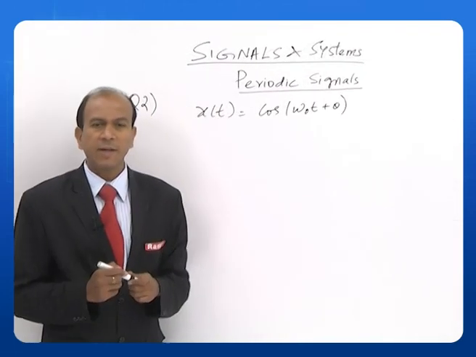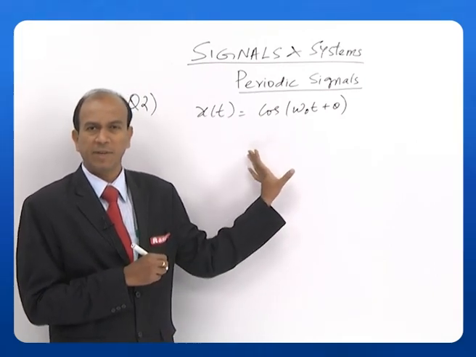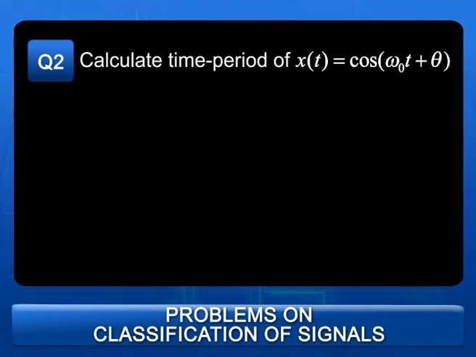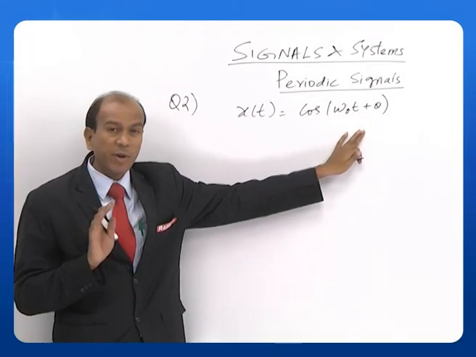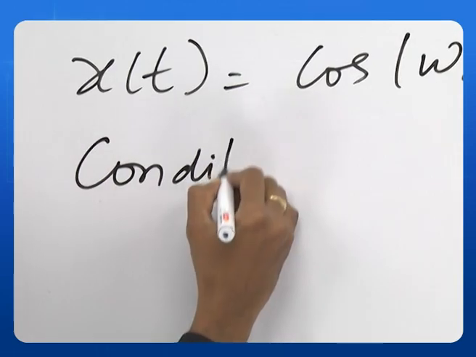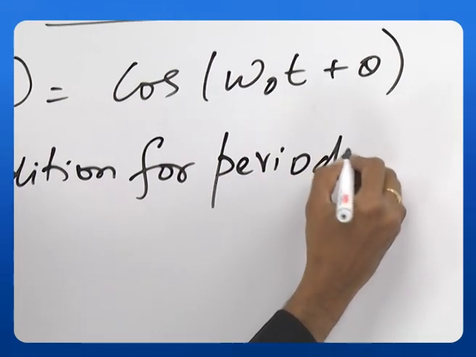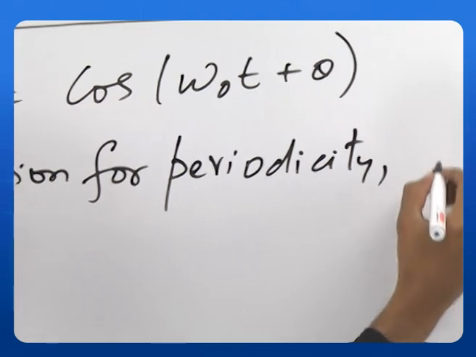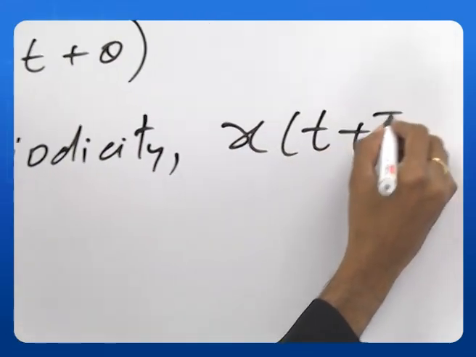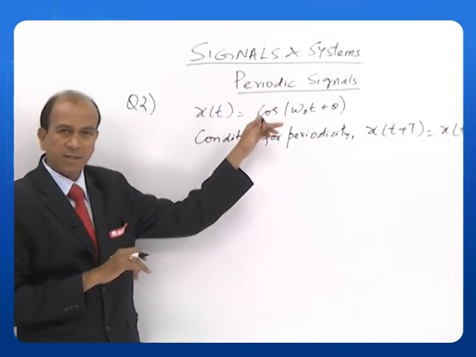Okay. Now, let us calculate the time period of another given signal. Here also we will try to find out what are the conditions under which this becomes periodic. It is a cos signal. Question number 2, x of t is equal to cos of omega naught t plus theta. What is the condition for periodicity? We have written it earlier, so let us write it again. For periodicity, x of t plus T must be equal to x of t. We remembered this. Now, let us write that same thing here.